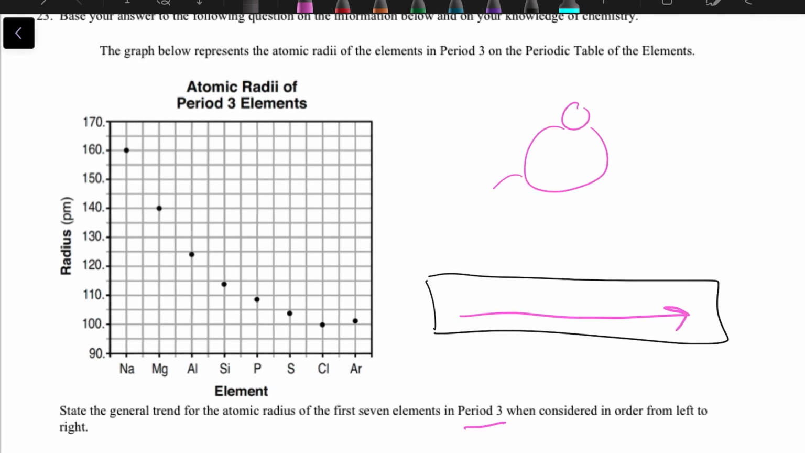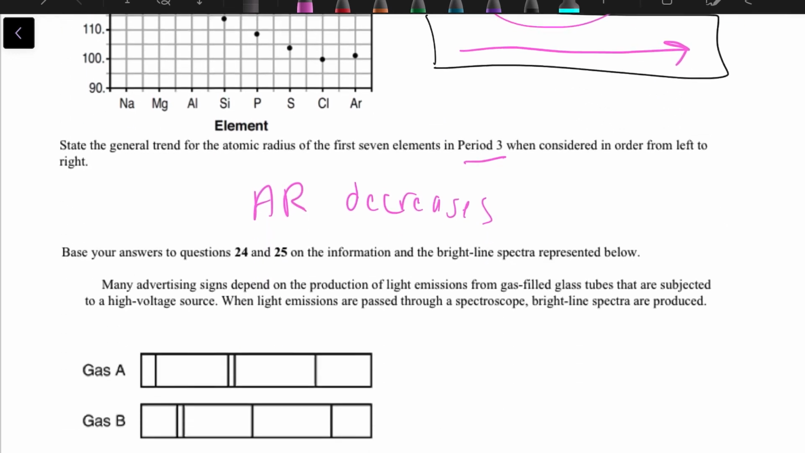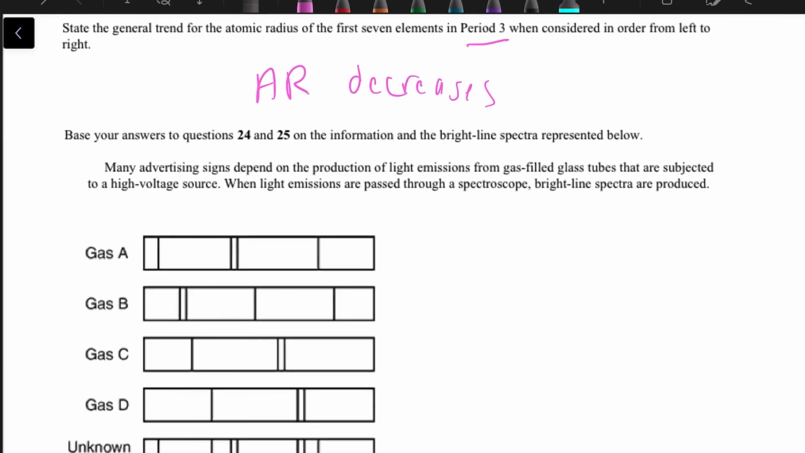But then I like the atomic radius snowman that's drawn like this. So as we're going across a period, the size of his nose decreases, so does the atomic radius. So all you have to write is that the atomic radius decreases. That is fine. I don't need a full sentence. It does not need to be complete sentences, short and sweet.